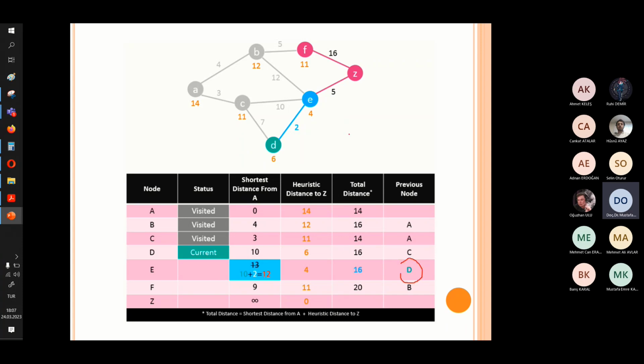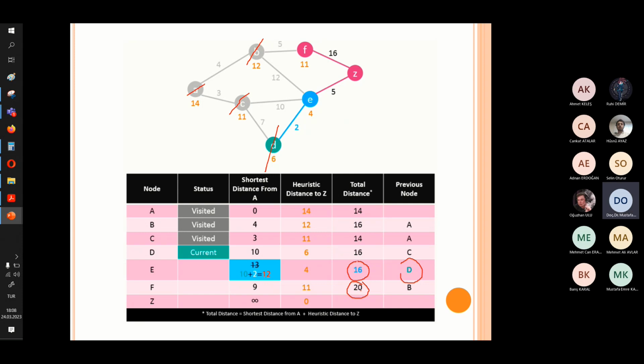Now, how about the cost? The actual cost is 3, 7 plus 2, because that is the shortest distance. That is 12 plus the estimated value. 12 plus 4 will be 16. So the estimated value will be 16. And we updated it. And from now on, we will not be dealing with D as well. So it will be blacked out. And the remaining open ones will be E and F.